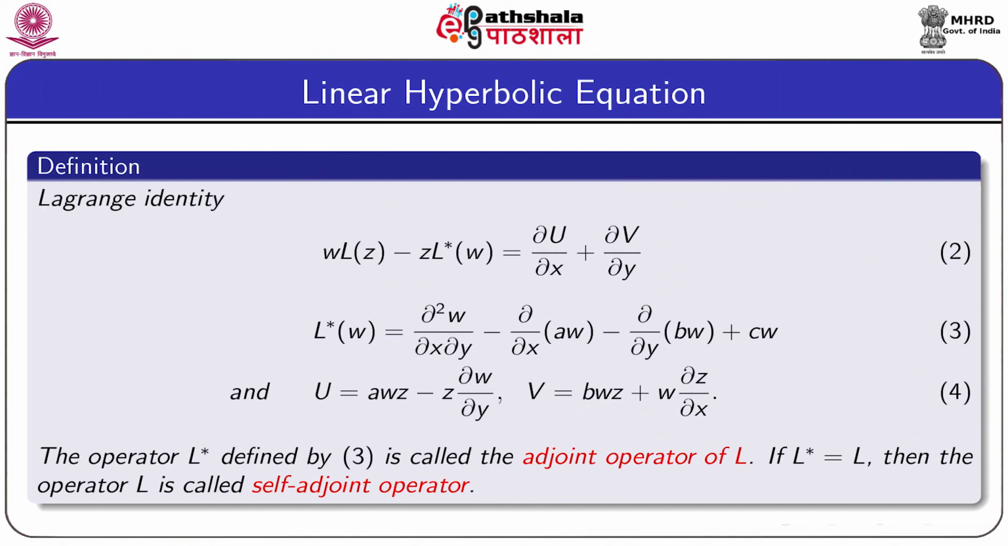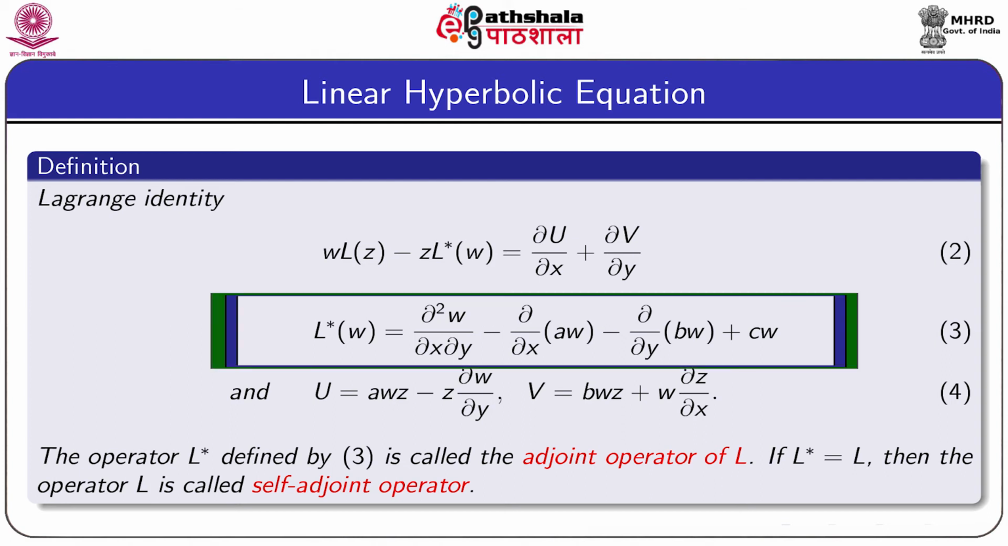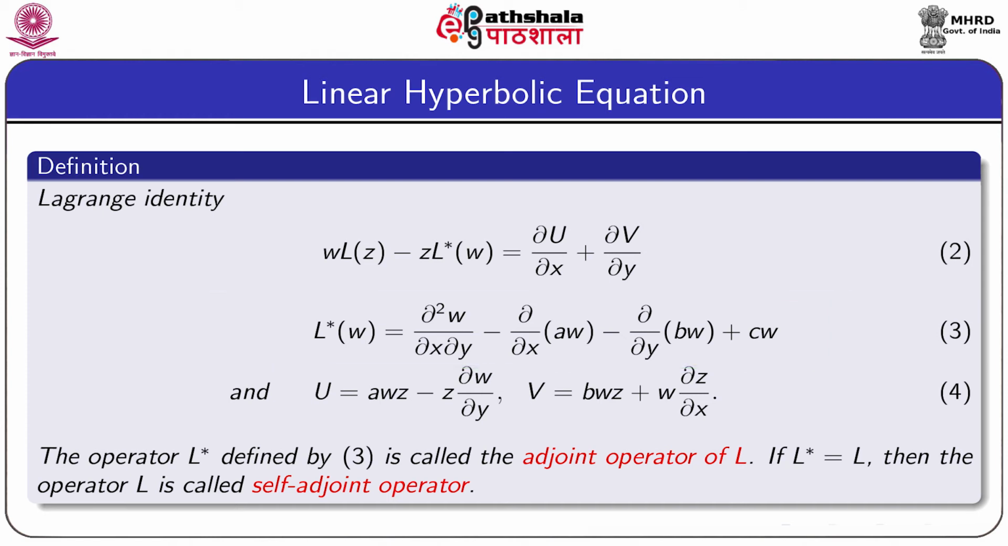Now, if we compute W Lz − z L*W, it becomes ∂u/∂x + ∂v/∂y, where L*W is equal to ∂²W/∂x∂y − ∂/∂x of (A W) − ∂/∂y of (B W) + C W, and the function u is of the form A W z − z ∂W/∂y, and v is equal to B W z + W ∂z/∂y.